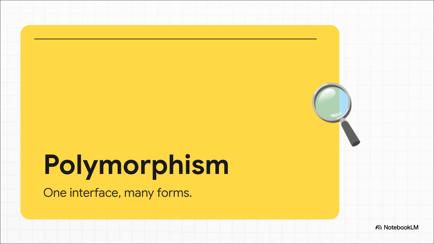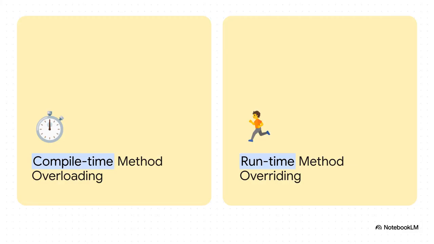In Java OOP, polymorphism just means one interface, many forms. It's a short, punchy little definition, but it hides an incredibly powerful concept. And what's really fascinating is that this single concept actually comes in two very distinct flavors, depending on when the shapeshifting happens. You have a very clear distinction between compile time and runtime polymorphism.